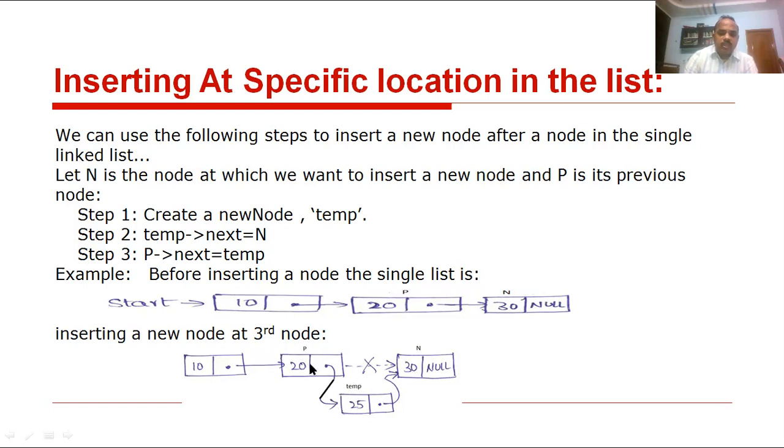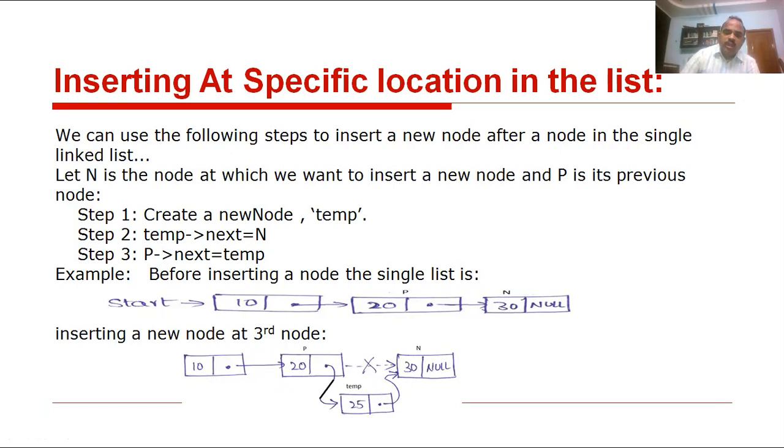Here, for example, current to next equal to temp, and temp to next equal to current to next to next. So this is inserting a new node at the third node. I will give the explanation tomorrow using the board. Okay, all of you just listen only. I will give a blackboard example tomorrow.